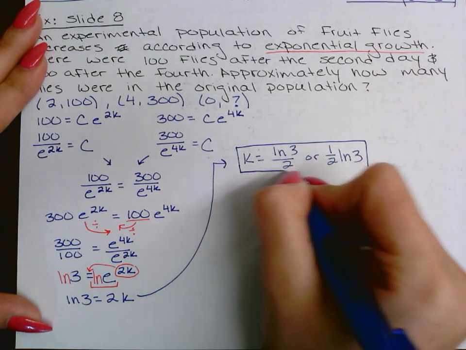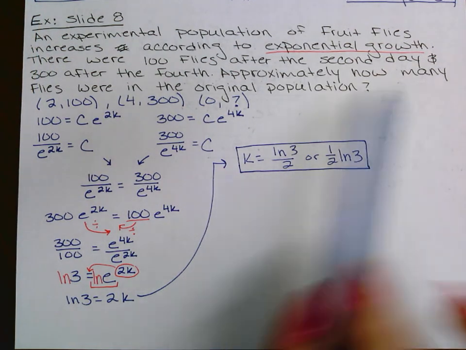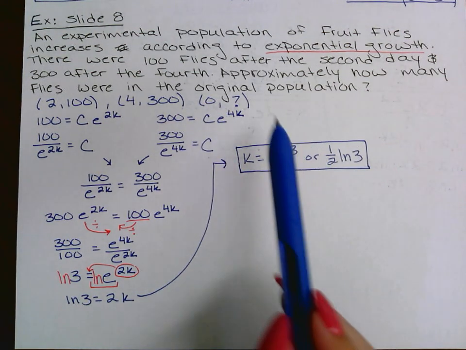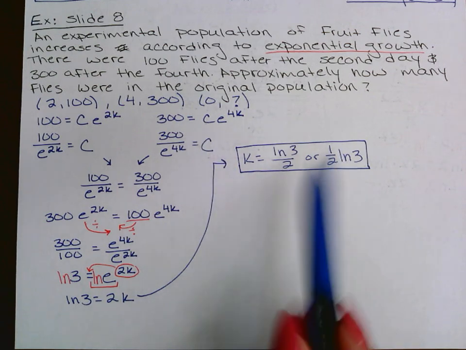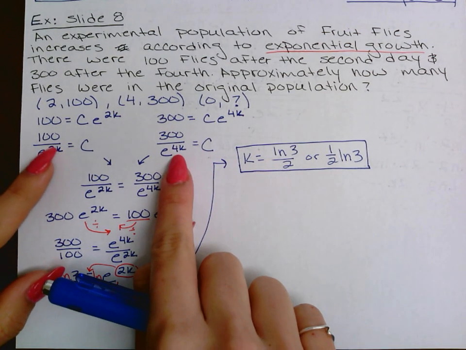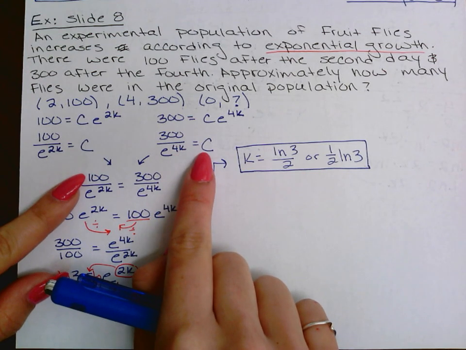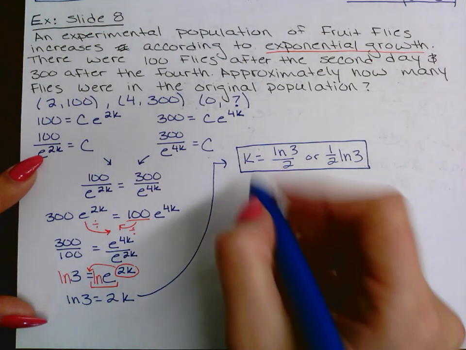So if you ever feel yourself getting lost in the middle of a question, like, okay, where do I go from now? Reread the question. It said to find how many flies were originally in the population. Well, original means just finding C. And now that I have K, I have the freedom of just plugging K into one of these two formulas to solve for C. Pick whichever one you want. I like working with equations that have smaller numbers, so I personally would go with the left one.